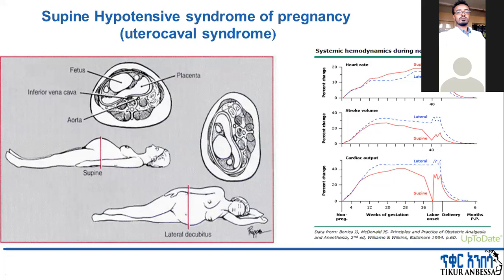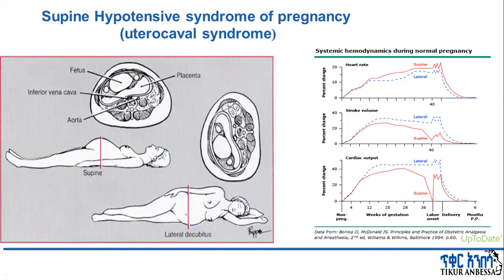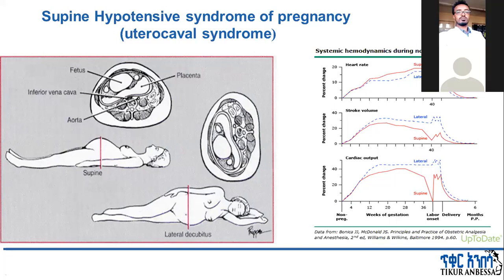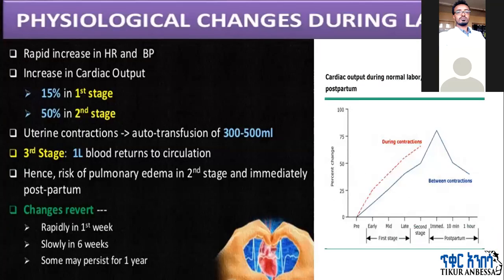So whenever you return them to lateral decubitus position, the symptoms will resolve. So the patient could develop symptomatic hypotensive syndromes whenever they assume supine positions. And the other important thing is physiological changes during labor.